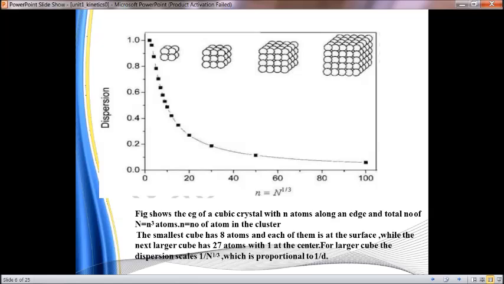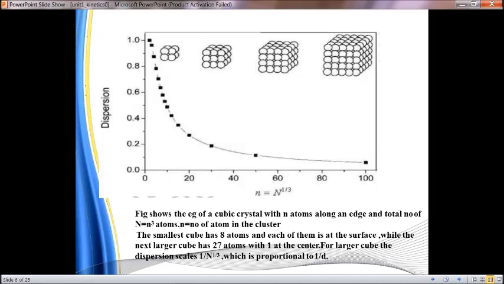So here is a graphical representation giving the relation of the number of elements to the dispersion. In the figure we have taken a cubic crystal with n atoms along an edge, and the total number of atoms is the number of atoms in the cluster. Based on this cluster, how dispersion occurs is given here. On the x-axis the number of elements is taken, on the y-axis dispersion. The smallest cube has 8 atoms and each of them is at the surface, while the next larger cube has 27 atoms with one atom at the center.